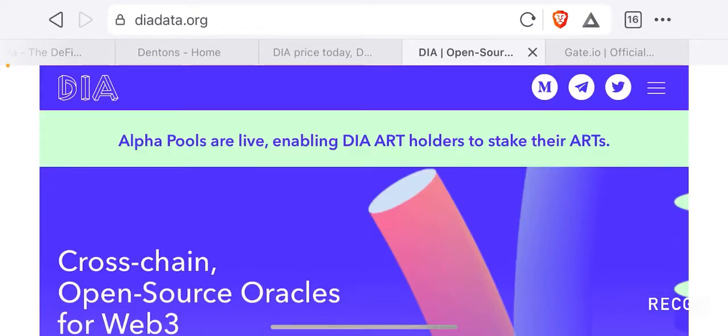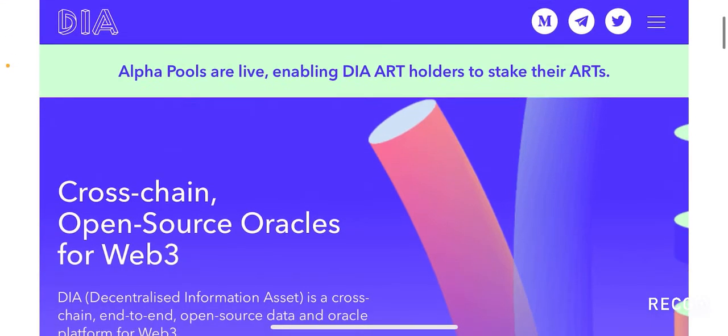So diadata.org is the website where you can go to do your own research about this project. Right off the bat, they have a pretty cool website where they are stating that alpha pools are live, enabling DIA holders to stake their DIA. So this is for people who hold DIA and people who want to buy and hold DIA and enable DIA staking through their alpha pools. You can basically get this information from their website and also from their social media as well.